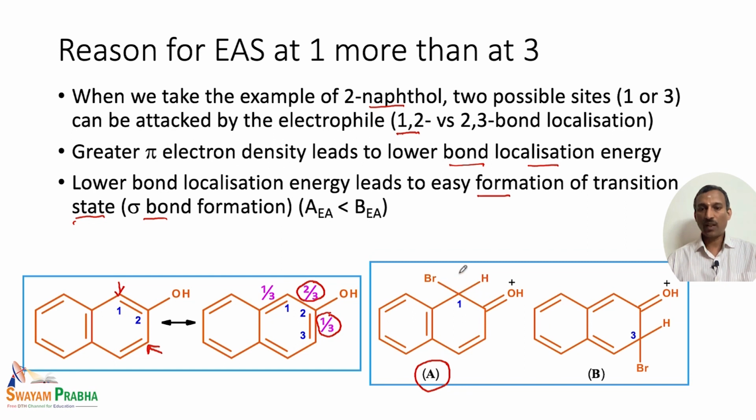So here the attack takes place at one position. Here the bromonium ion is the one which is added, and in this case also the bromonium ion is added to position number 3. So between position 1 and position 3, this particular intermediate A has lower bond localization energy. That is the reason it also has a lower transition state. That means the energy of activation is much lower, so that it is easily formed compared to the case where the halogen atom, that is the bromonium ion, attacks position number 3.